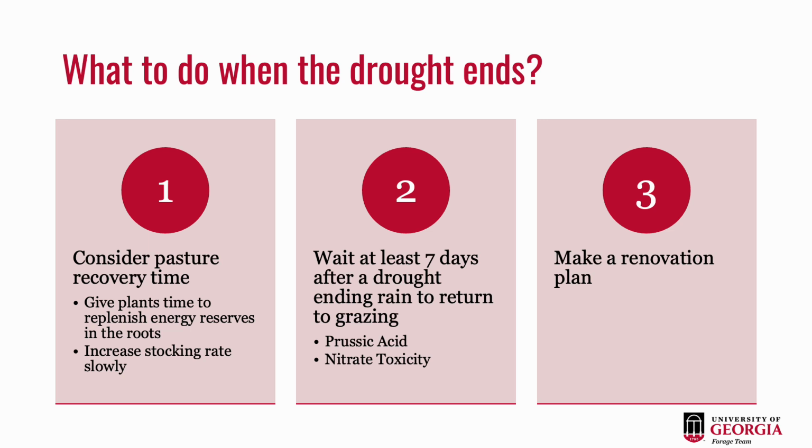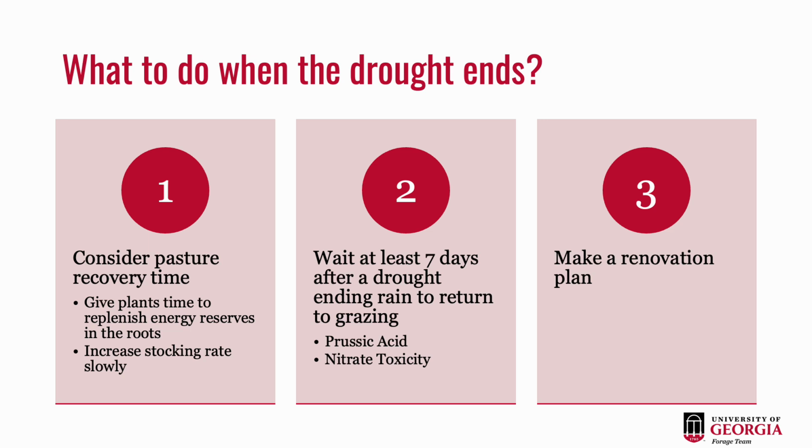So when the drought ends, what are some options that we have? First, we need to consider the pasture recovery time. We need to give those plants plenty of time to replenish their energy reserves in the roots. Increase your stocking rate very slowly. It's going to take time for that grass to be able to bounce back and achieve that stocking rate that you had before the drought.